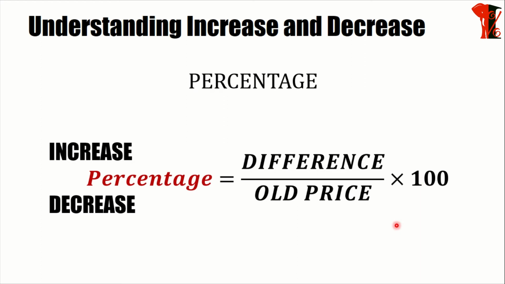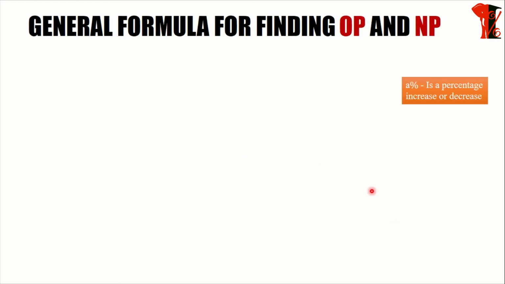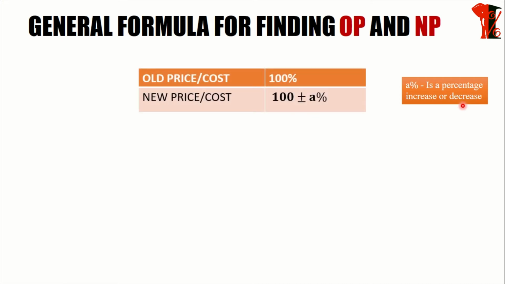Let us see some of the concepts on this. Before going to the problem, let us look at the general formula for finding the old price and the new price. Here you can see a%. I am using this as a symbol representing percentage increase or decrease. Why I have written this is, in some problems we may have to find the new price when they give you the old price and the percentage, or sometimes we have to find the old price when they give you the new price and the percentage. Here we have two things.